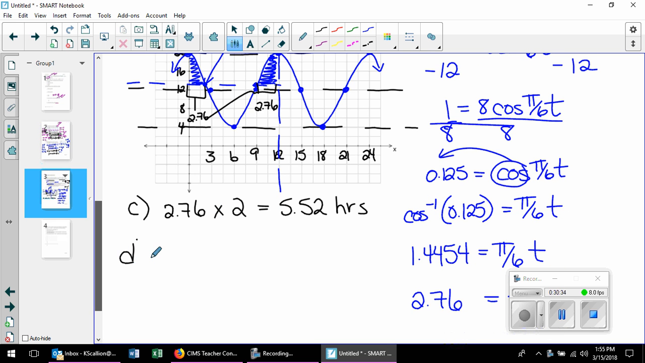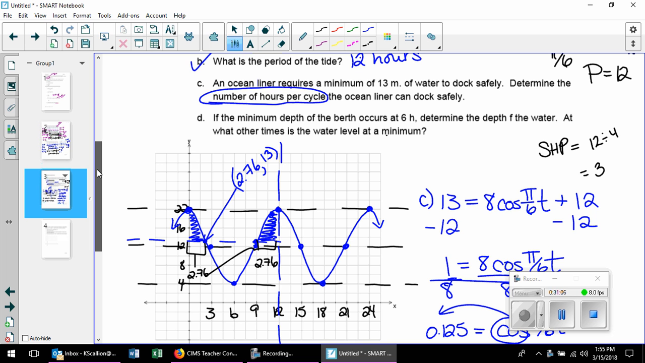18 hours. So for part B, it would be our 6 hours plus our period gives us 18 hours after the high tide, we'll be at another minimum. Does that make sense? So kind of you have to unpack what the question's asking you. This didn't take any super duper math. This kind of took some super duper math. Where's our first minimum? Right? And it says it in the question. It says the minimum depth occurs at 6 hours. And then it asks, what other times would the water level be at the minimum?